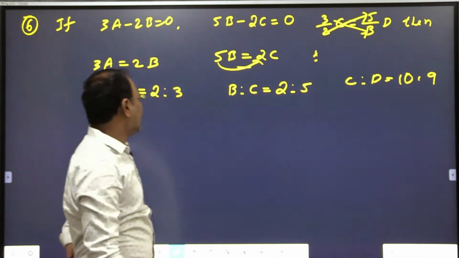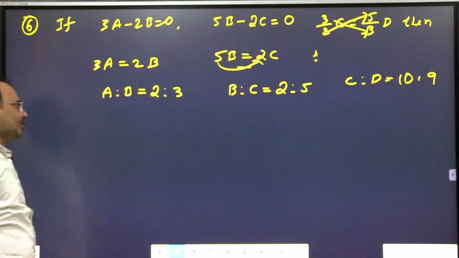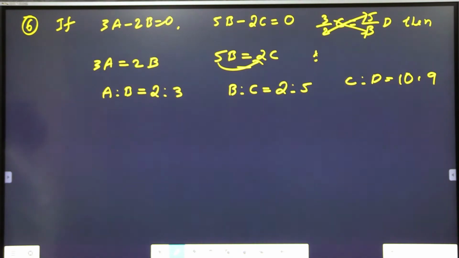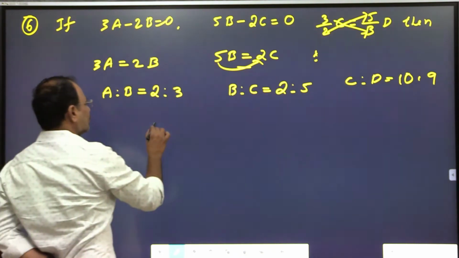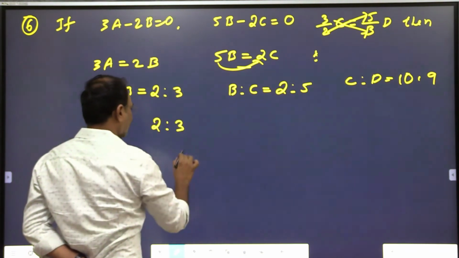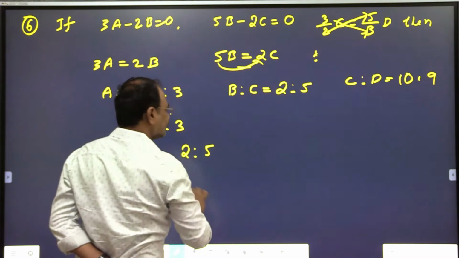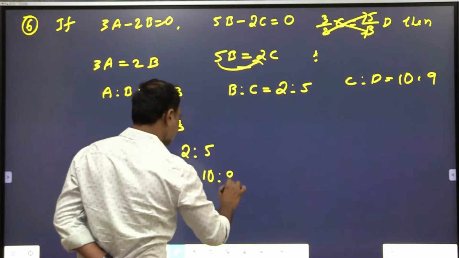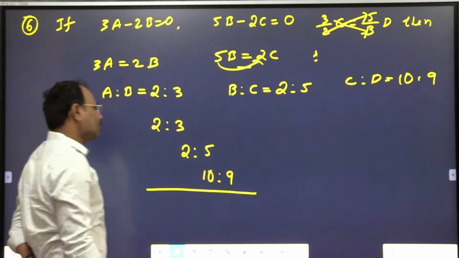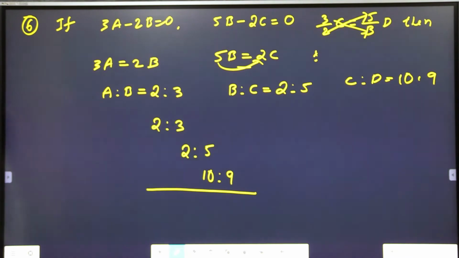So finally we get A is to B, B is to C, C is to D. A is to B is equal 2 is to 3, B is to C is equal 2 is to 5, C is to D is equal 10 is to 9, right? So this 2 is to 3, 2 is to 5, 10 is to 9. So combine చేయండి, 3 ratios ఉన్నాయి కాబట్టి వర్కింగ్ రూల్ 2.